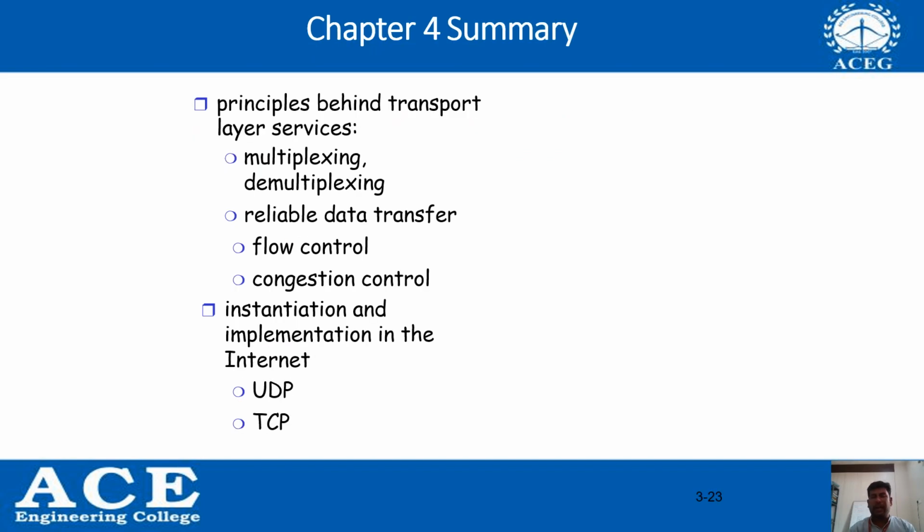Right. So we have discussed congestion control. How do we implement congestion control in TCP? What do we mean by TCP fairness? And what are the reasons for the preference of UDP over TCP?